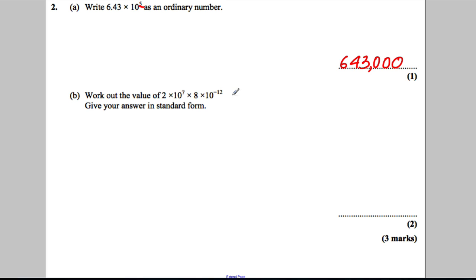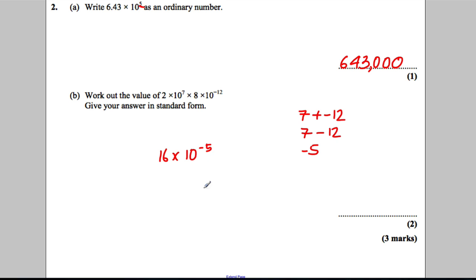Work out the value of this without a calculator. Well, we're doing 8 multiplied by 2 is 16. 10 to the 7 multiplied by 10 to the negative 12. That's going to be 10 to the 7 add negative 12. 7 add negative 12, which is like 7 subtract 12, which is actually negative 5.